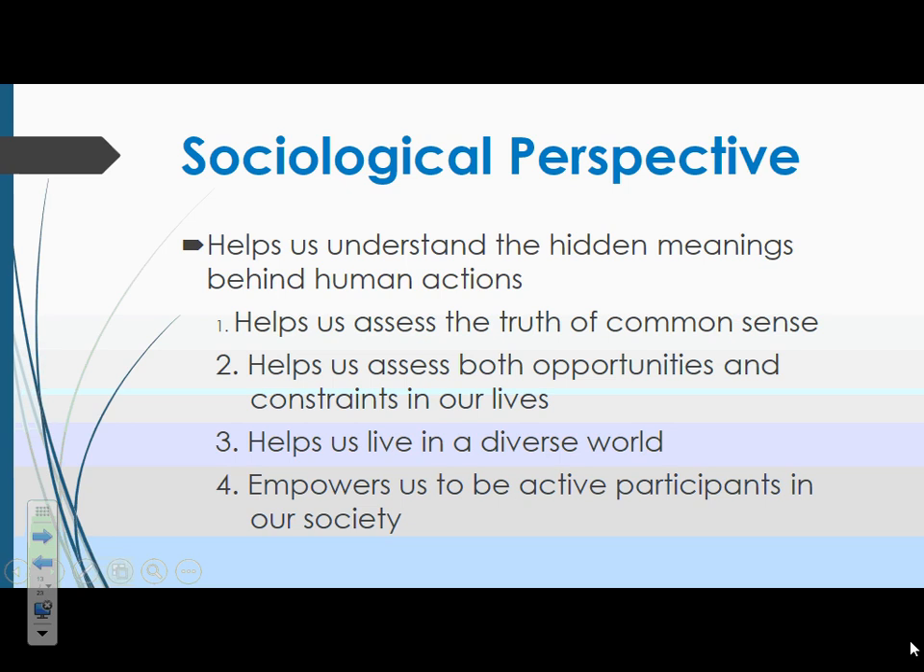Alright, I want to tell a little bit of a story here that kind of goes to this that you see up here on the board. It says, helps us to assess the truth of common sense, helps us assess both the opportunities and the constraints of our lives, helps us to live in a diverse world, and empowers us to be active participants in our society. Trying to make this make a little more sense is like this.